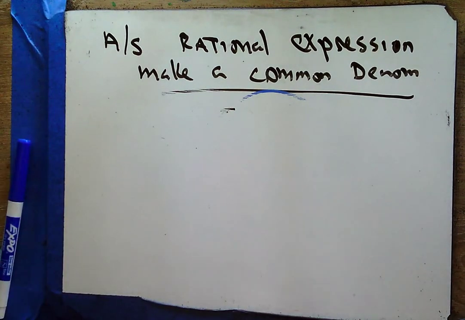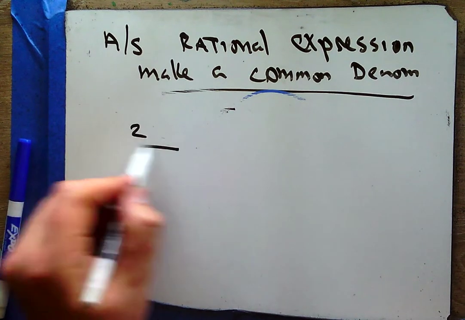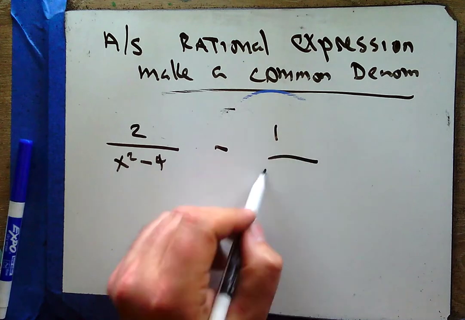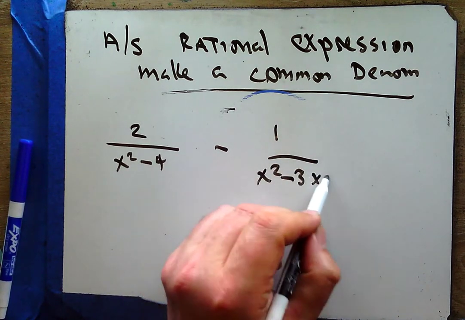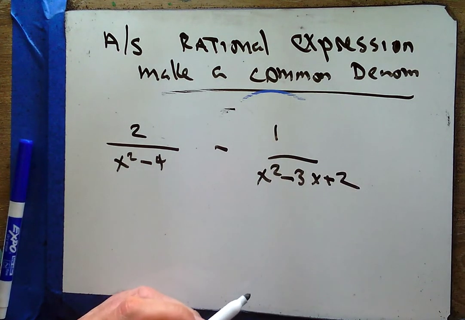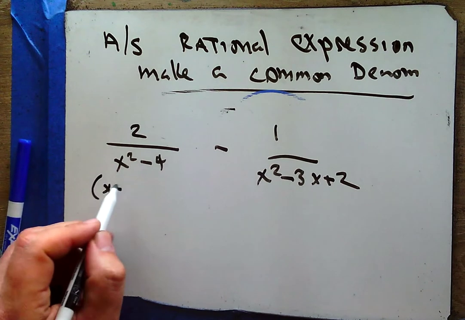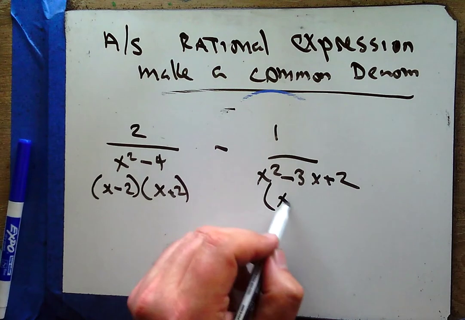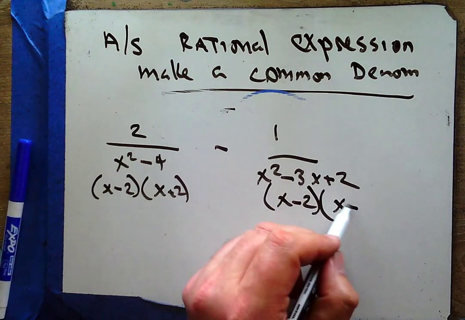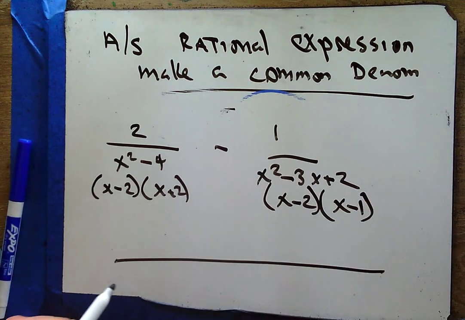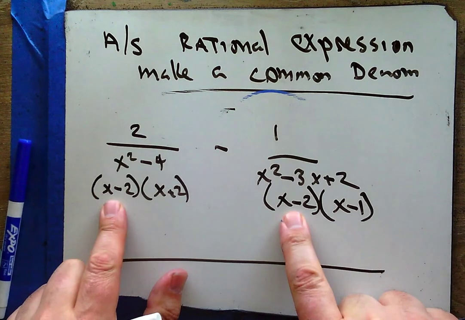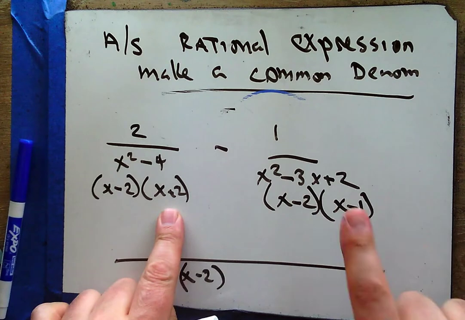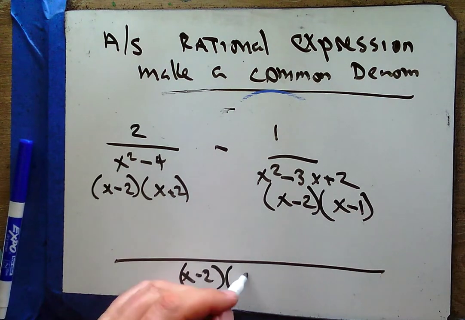How about this one? 2 over x squared minus 4 minus 1 over x squared minus 3x plus 2. Well, if I factor, I see x minus 2, x plus 2, and if I factor, I have x minus 2 and x minus 1. Our common denominator is what they have in common and anything they don't have in common.